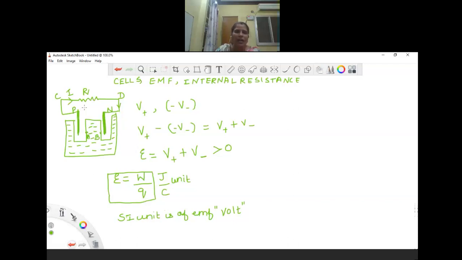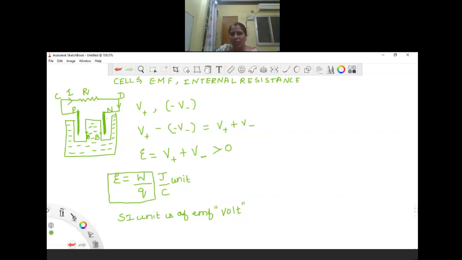I told you that a cell is a device which is used to maintain the steady current. So how is the steady current maintained here? Through the resistor, look at the direction of the current, which is from C to D, that is P to N. But inside the cell, the direction of the current is from N to P. To understand this concept very clearly, we are going to consider two cases. What will happen to the current when the value of this resistance R is infinite and finite?